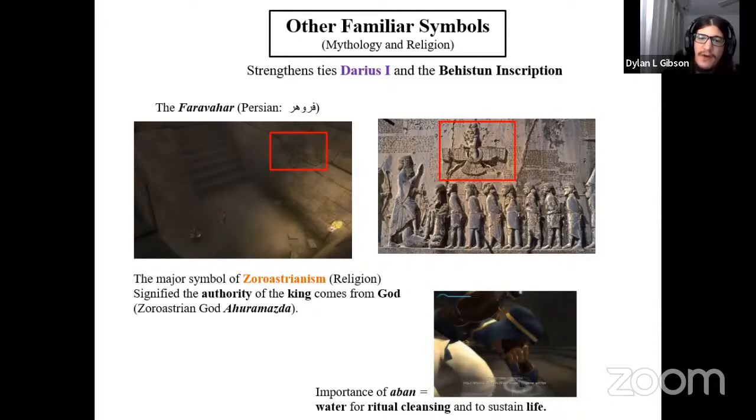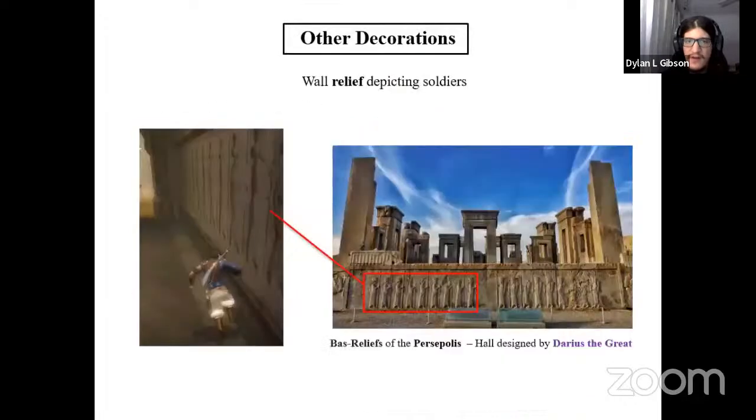Another important thing from the religion is the importance of water. In the game, you use water to heal yourself. In all of the games, you drink water to heal yourself. And there are also special fountains where it increases your health bigger than the normal range. This is the importance of Aban, which we also see in the religion, the importance of ritual cleansing and sustaining life. So again, we have another clear hint to Darius.